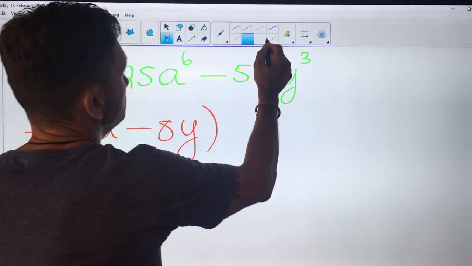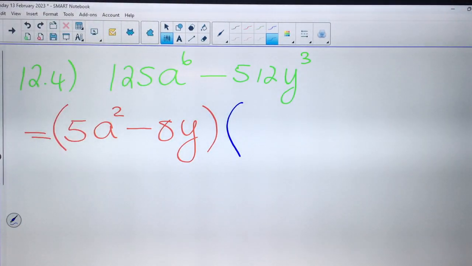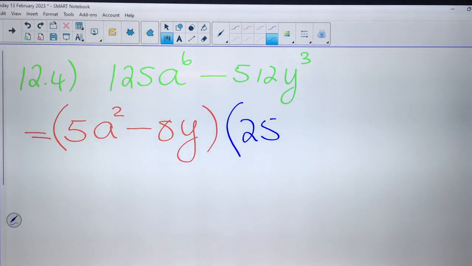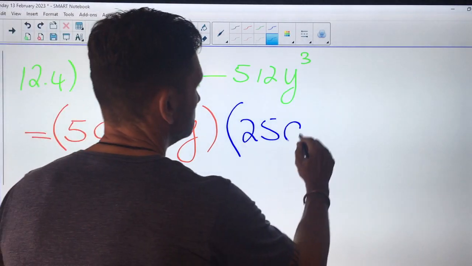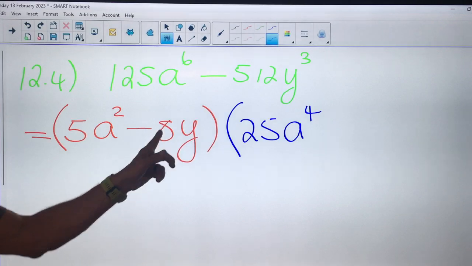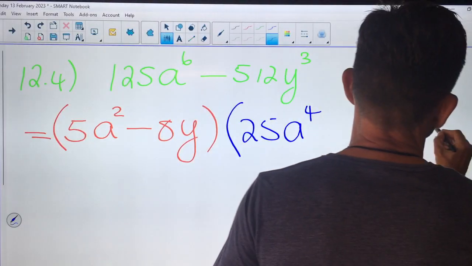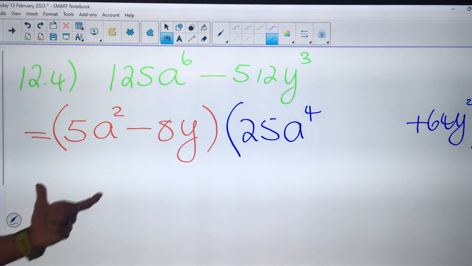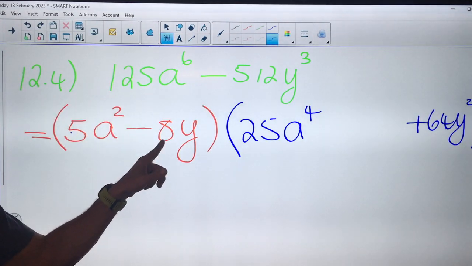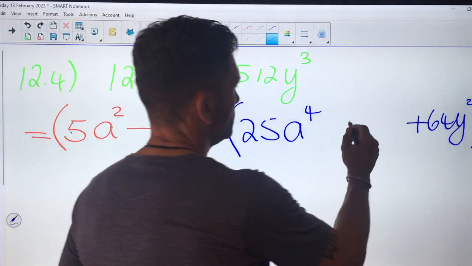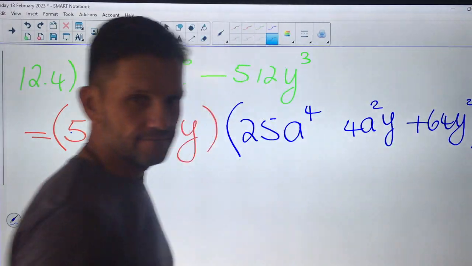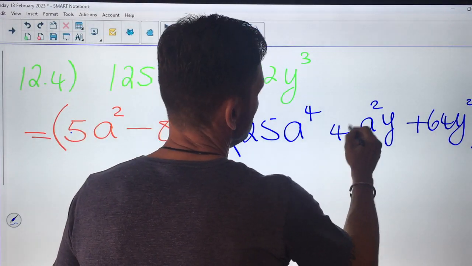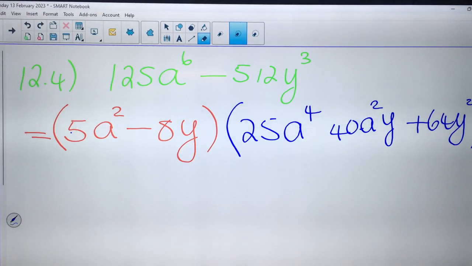Okay, here's the second bracket. If I square 5, what will I get? 25. And if I square a squared, a to the power of 4. And if I square 8, 64 y squared, so plus 64 y squared. And now the middle term. Now I have to multiply these two to each other. 5 times 8 is 40. So that would be 40 a squared y. Not 4, but 40. Did you get 40 as well? Or am I too fast here?